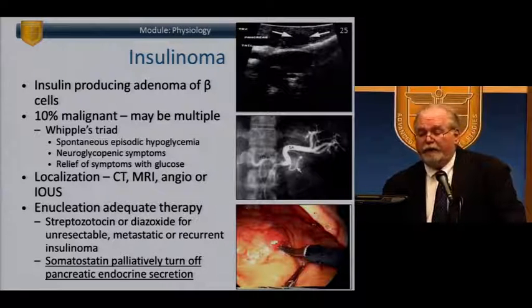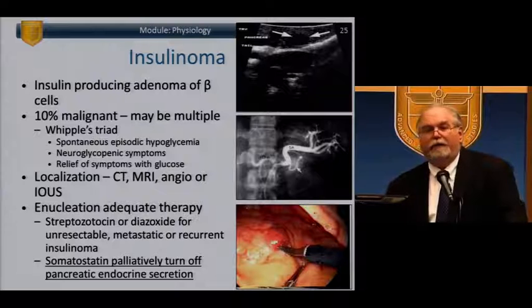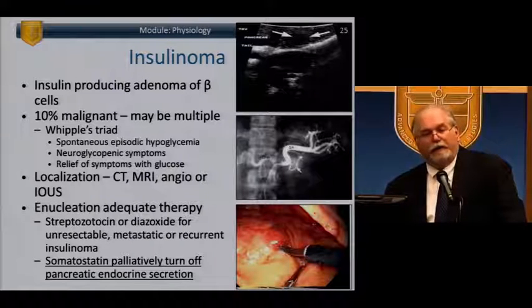Streptozotocin or diazoxide for unresectable metastatic or recurrent insulinoma, and somatostatin palliatively turns off all pancreatic endocrine secretion. So if you ever have that question, what do you treat metastatic endocrine tumors with? It's always with somatostatin because it shuts down the endocrine production.